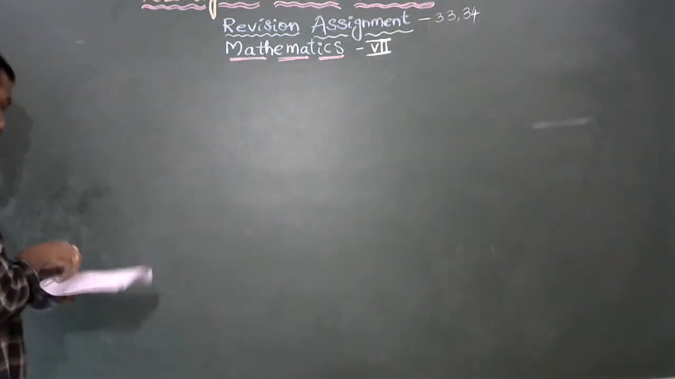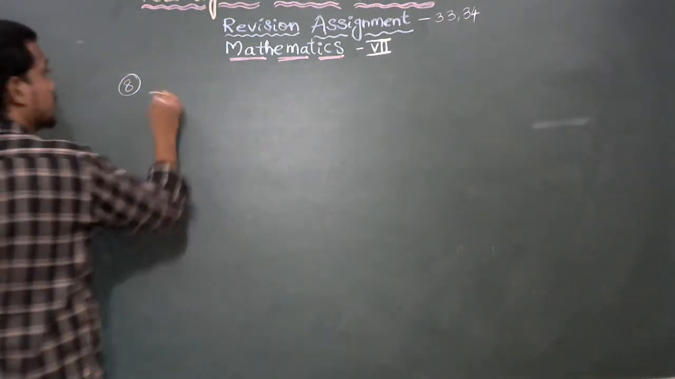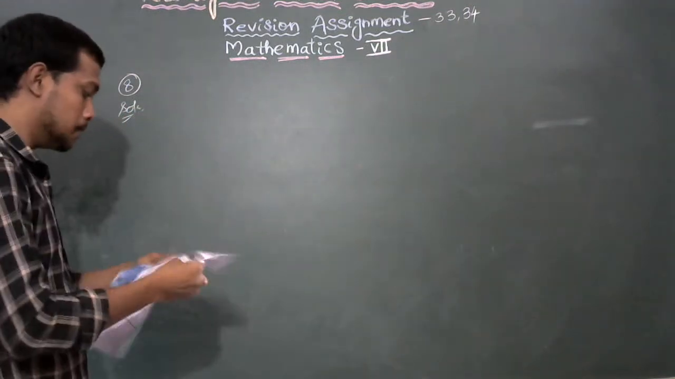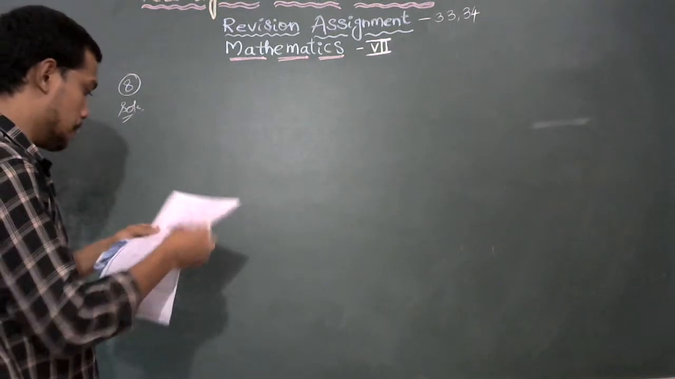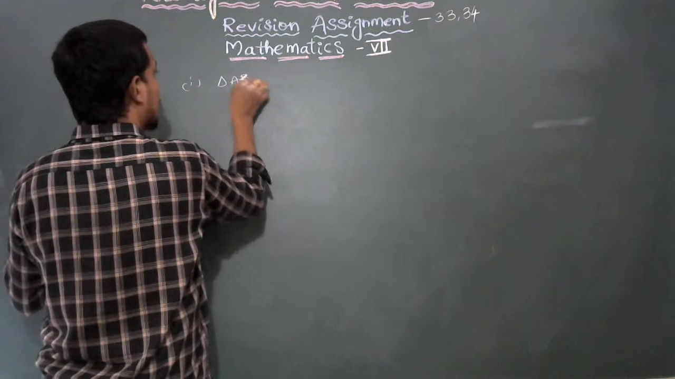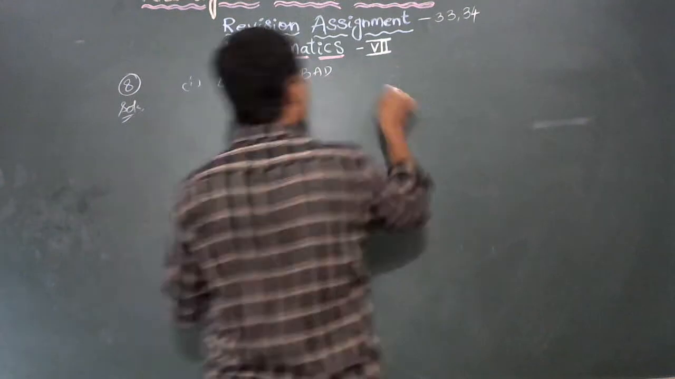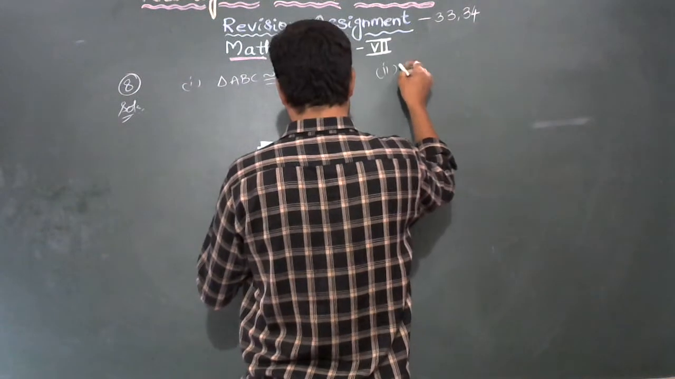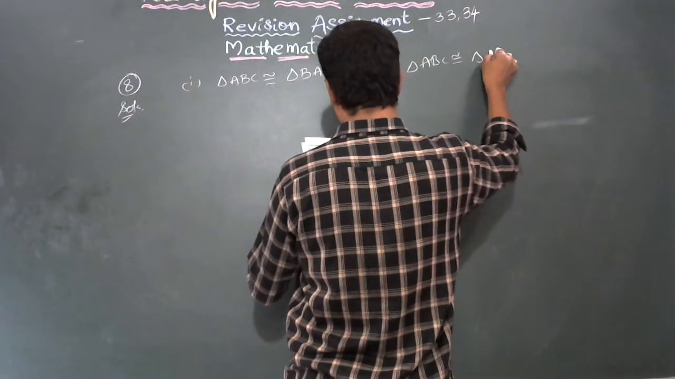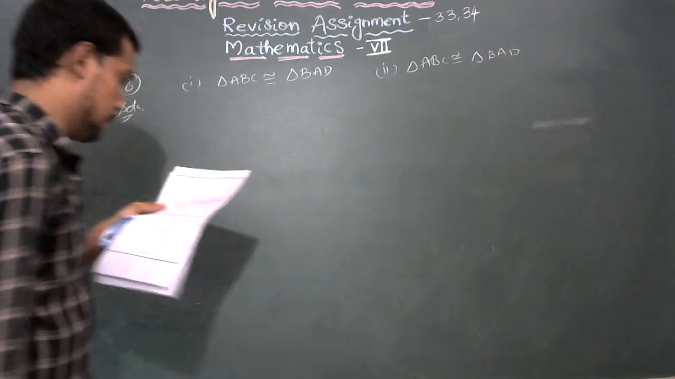Now, eighth one. See, eighth solution. So, what is the given question? Eighth one. So, in eighth one, there are two conditions. Triangle ABC is similar to triangle BAD. Okay, second one is triangle ABC is similar to triangle BAD.